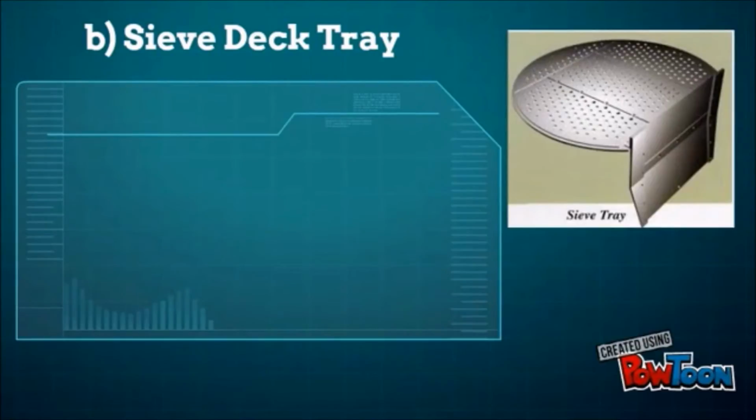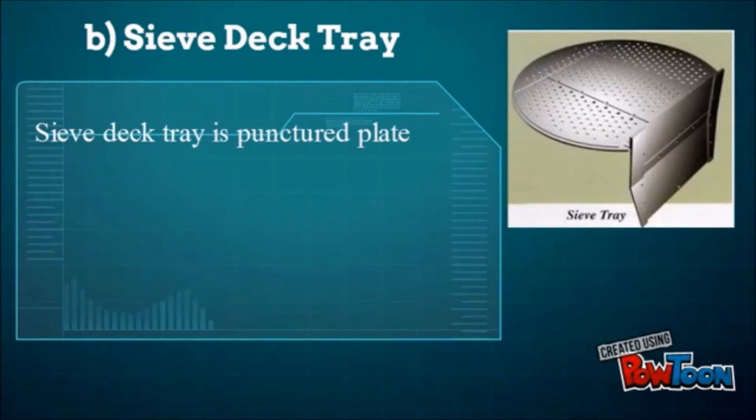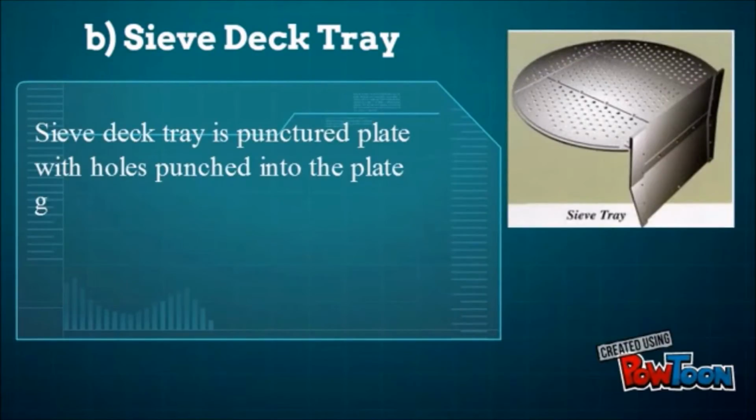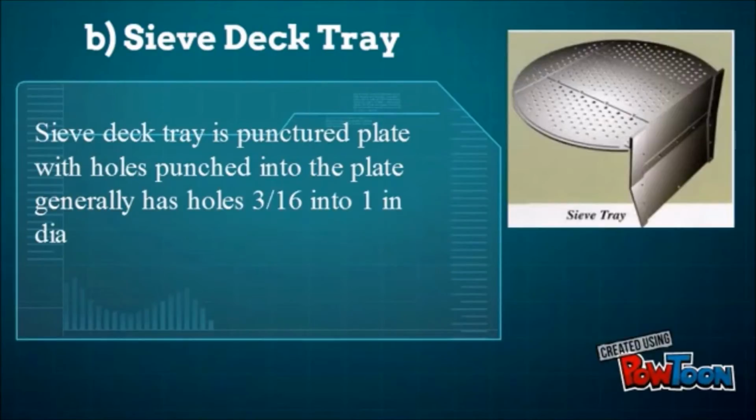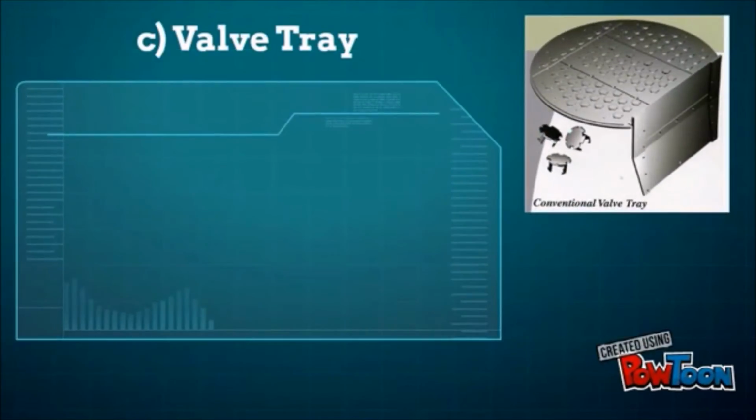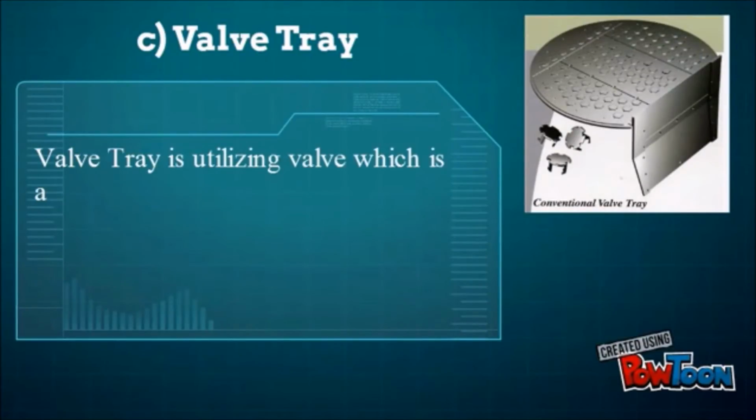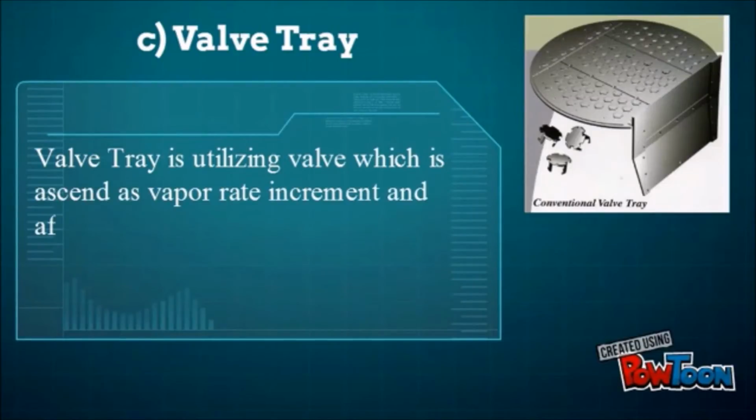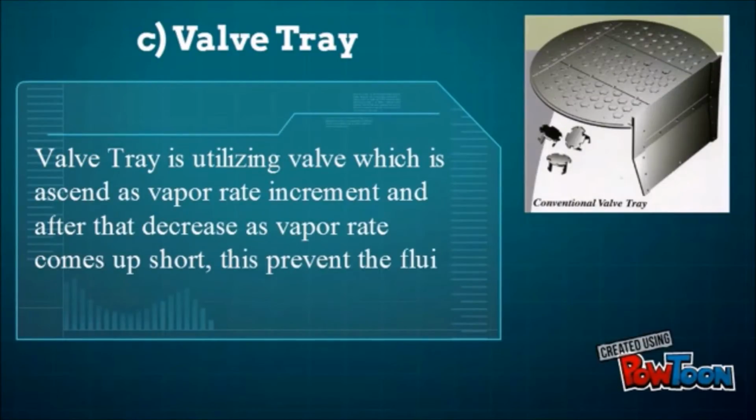Sieve deck tray. A sieve deck tray is a punctured plate with holes punched into the plate. Generally it has holes 3/16 to 1 inch in diameter. Valve tray. A valve tray utilizes a valve, which ascends as the vapor rate increases, and then decreases as the vapor rate comes up short. This prevents the fluid from sopping.